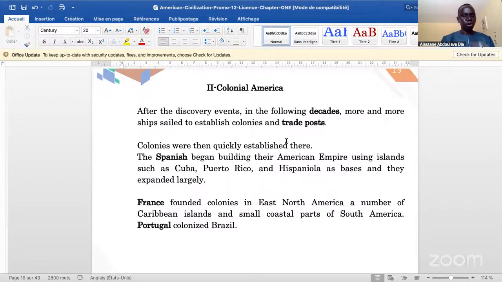Now, class, we move to colonization. Colonial America. I told you it is part of my technical words. Okay, what is colonial America about, or what should you know about colonial America?